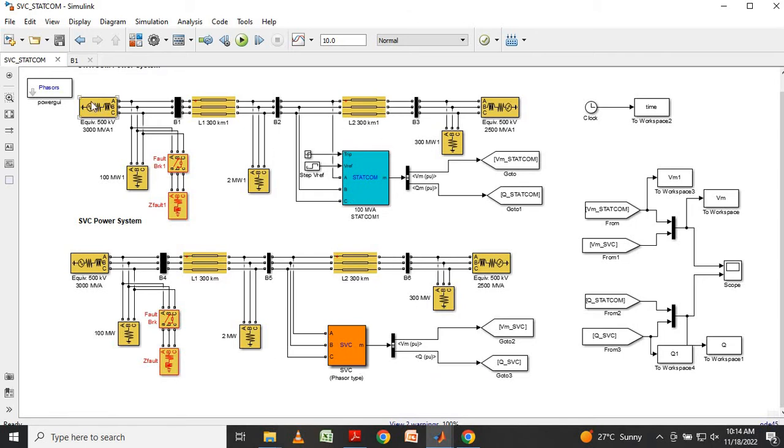Okay, now here we have to consider an equivalent network, that is, we have considered a generator. Okay, now this is the bus bar, this is transmission line 1, transmission line 2, and this is the load. Then we connect STATCOM across the transmission line. Then we have to check the maximum voltage of STATCOM.